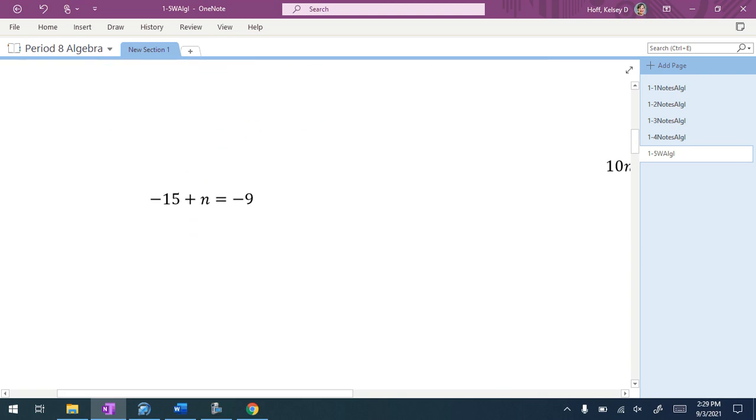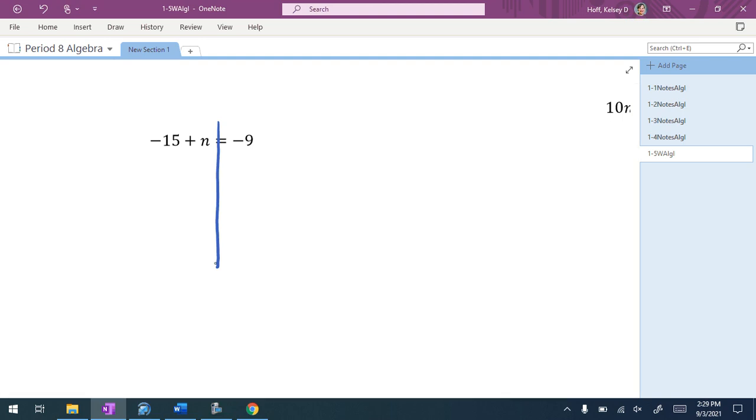Let's go down. -15 plus n equals -9. Draw your line through the equal sign. I need to get n alone, so I cover it up. What do I need to get rid of? How do I get rid of a -15? Very good. The opposite would be adding 15. Whatever you do to one side, you must do to the other. Draw a big equals bar. -15 and 15 cancel. We drag down n.